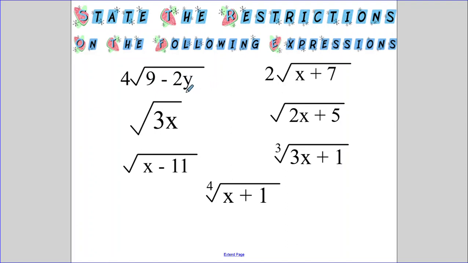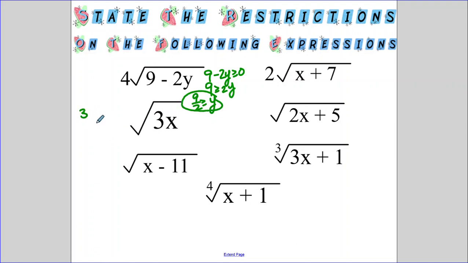So that means that for my first one, 9 minus 2y has to be greater than or equal to 0. This expression can't be negative. It's got to be at least 0, but it could be bigger than 0 too. So that means that 9 is greater than or equal to 2y. I'm going to add 2y to both sides, and then that means that 9 over 2 is greater than or equal to y. Or another way I could write that is y is less than or equal to 9 over 2. Okay, so there's my first one.